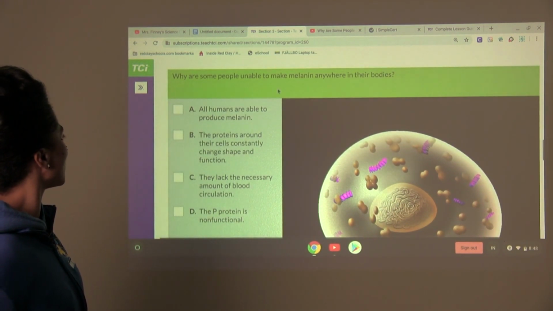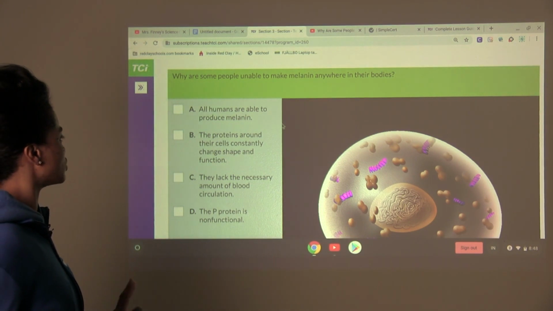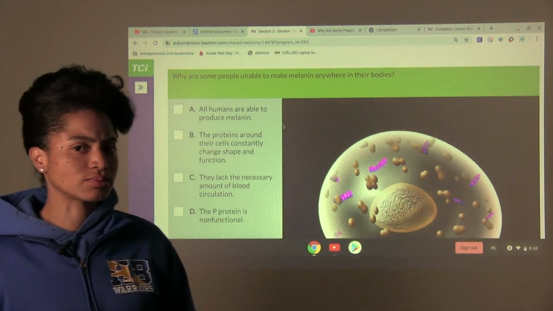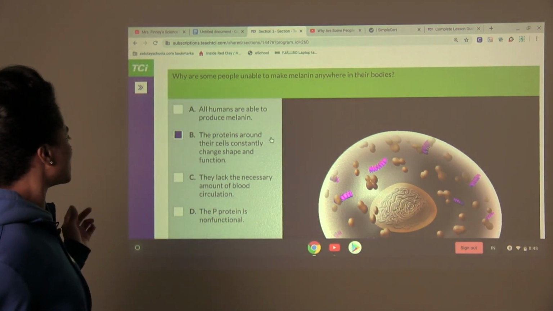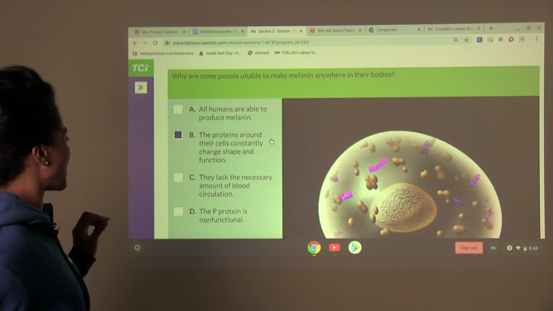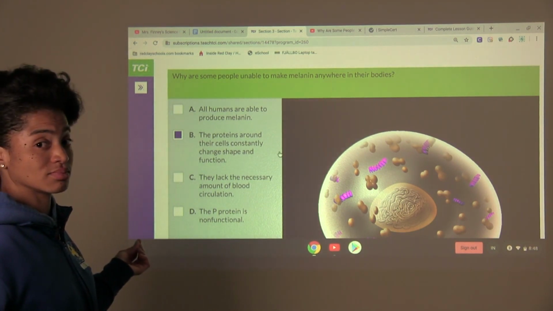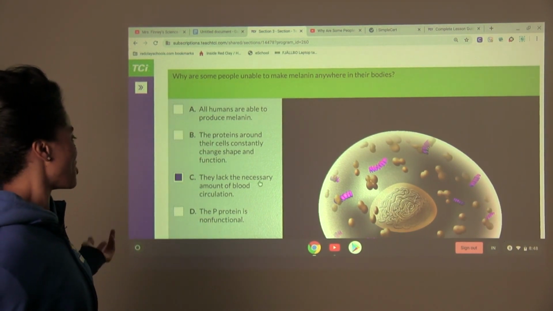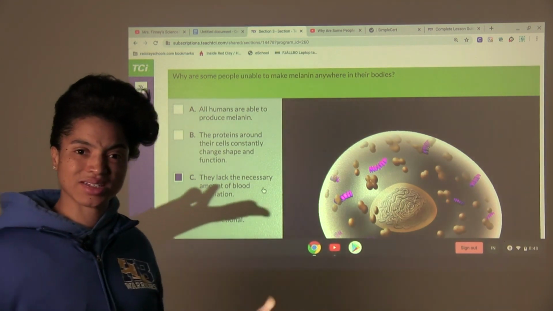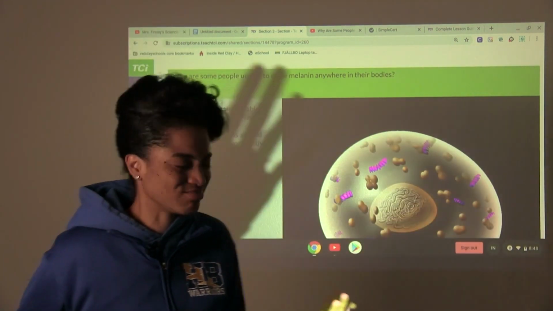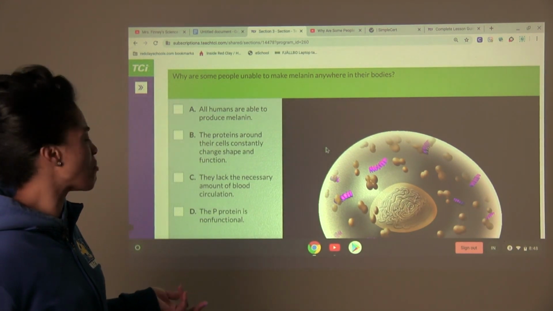Why are some people unable to make melanin anywhere in their bodies? A, all humans are able to produce melanin. Is that true? No. B, the proteins around their cells constantly change shape and function. C, they lack the necessary amount of blood circulation. D, the pea protein is non-functional.